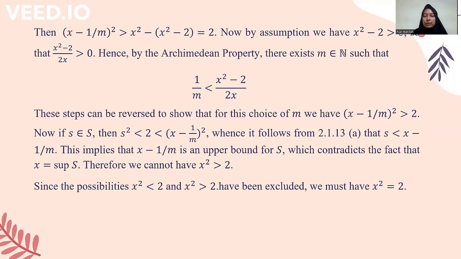Then, (x − 1/m)² > x² − 2/m · x = x² − 2x/m. Now, by assumption, we have x² − 2 > 0, so that (x² − 2)/(2x) > 0. Hence, by the Archimedean property, there exists m ∈ ℕ such that 1/m < (x² − 2)/(2x). These steps can be reversed to show that for this choice of m, we have (x − 1/m)² > 2.